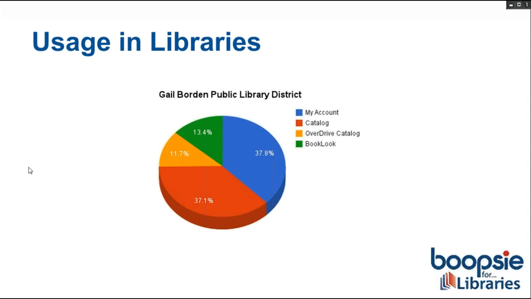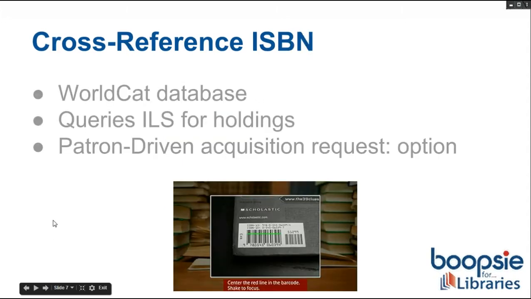It's not just the larger libraries, though. Dale Borden Public Library District, which is a smaller library in Illinois and a newer library partner of ours, has had really nice engagement from BookLook as well. About 13% of their patrons last year accessed BookLook, which was more popular so far than the Overdrive catalog. So as you can see, BookLook has had really nice engagement from our patrons in your library so far.